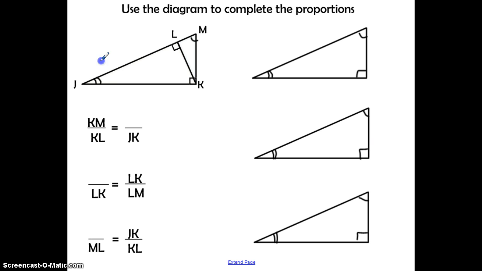So our very first triangle is exactly the same as the original, JMK. So we'll label J, M, and K. Then our next one, we have our blue triangle.